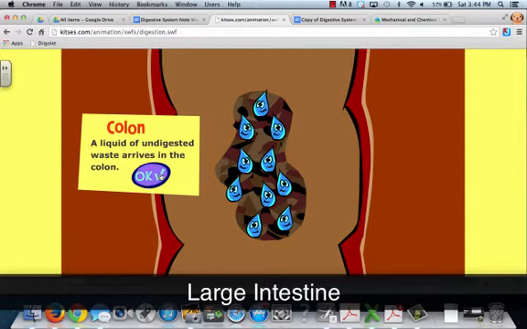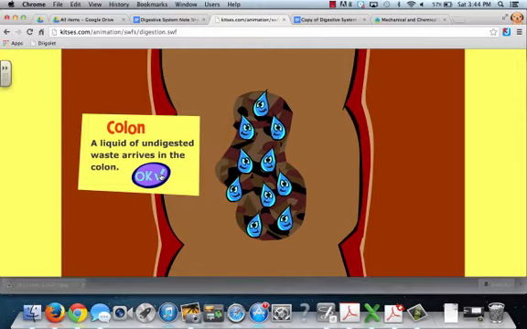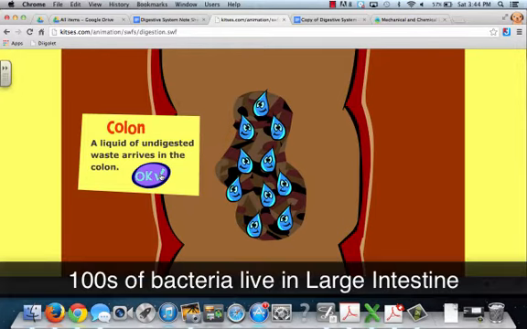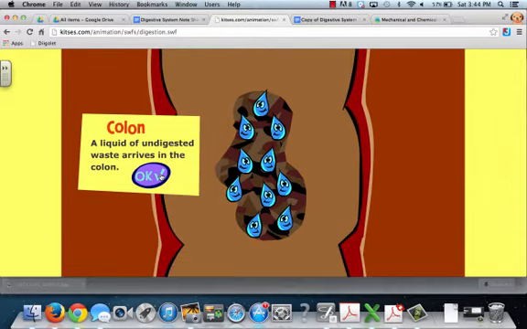Something that's not in this animation that's in here is a ton of bacteria. And so when we talk about probiotics in class and the good bacteria, you have hundreds of species of bacteria that live inside of you and on you, and a lot of them help in your digestive system. They can break down materials that we can't. And so this helps us get a lot of our vitamins out of the food. So you need bacteria in our digestive system. And where they live is in the large intestine.